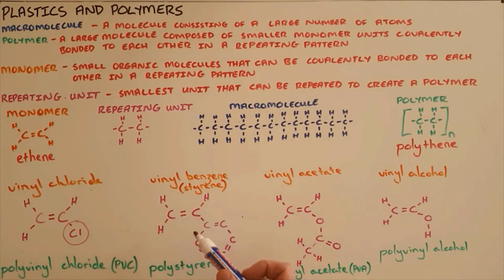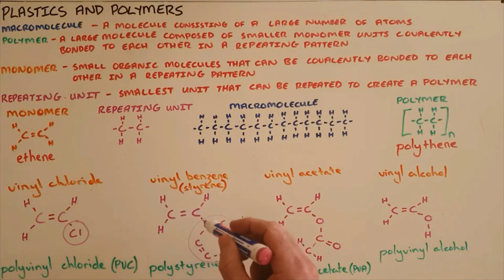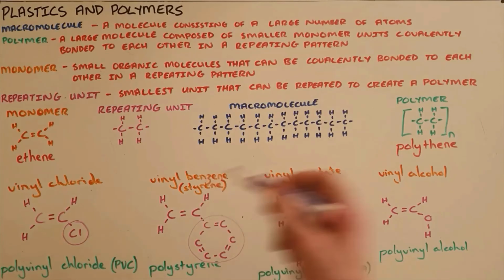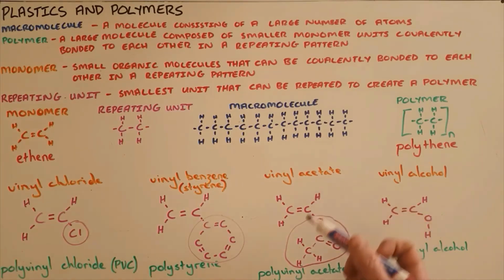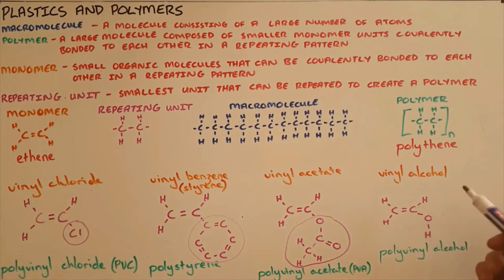Another example of a monomer is vinyl benzene, where here we have a benzene ring attached to that carbon, and when this is arranged into a polymer or a macromolecule, it becomes polystyrene. A third example is vinyl acetate, where we now have an acetate group of atoms attached to that vinyl molecule, which when repeated in a unit becomes polyvinyl acetate, or PVA, and the same goes for the monomer vinyl alcohol, which becomes polyvinyl alcohol.